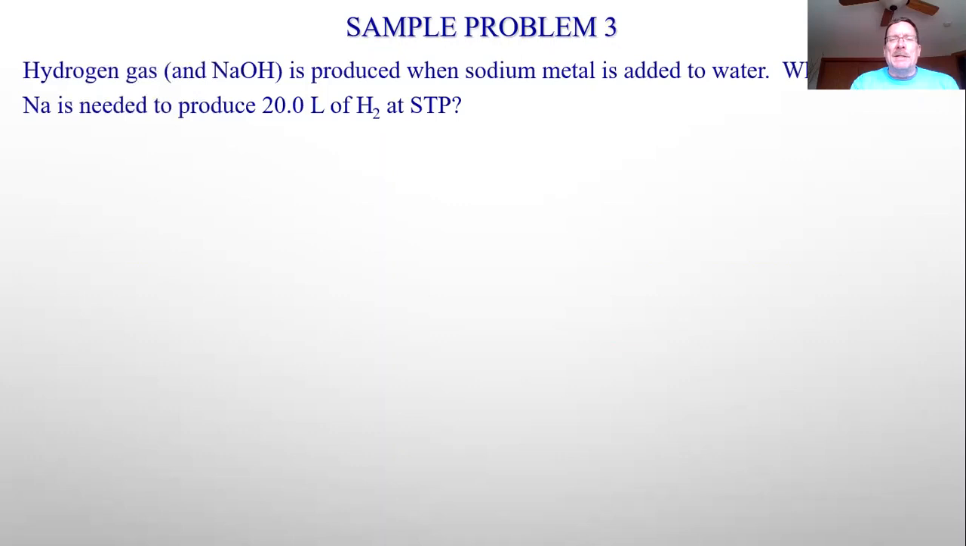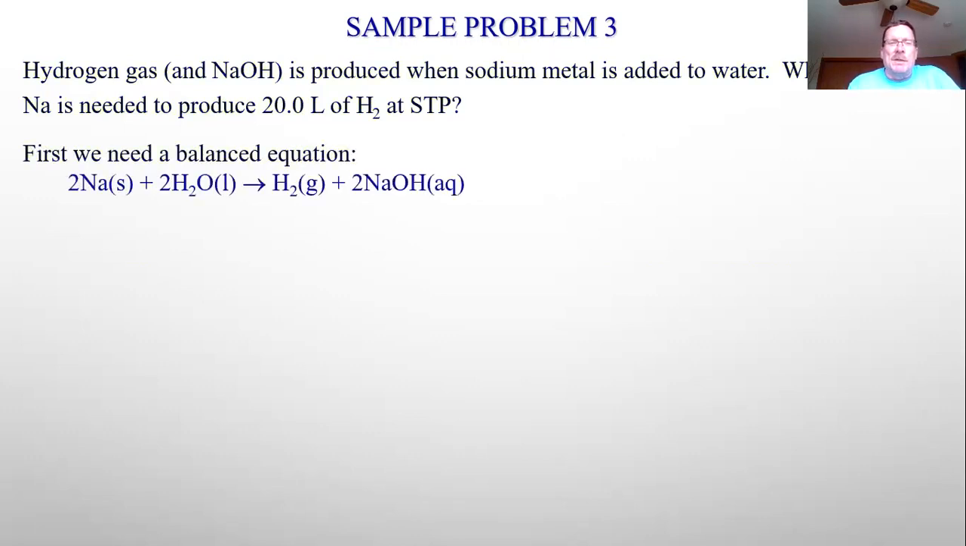One last moment. Hydrogen and sodium hydroxide is produced when sodium metal is added to water. It's a very violent, bubbly reaction. What mass of sodium is needed to produce 20 liters of hydrogen at standard temperature and pressure? Now here's one where you use the ideal gas equation first, find the moles, and then you're doing kind of a regular stoichiometry problem. Okay, so we'll walk through this.